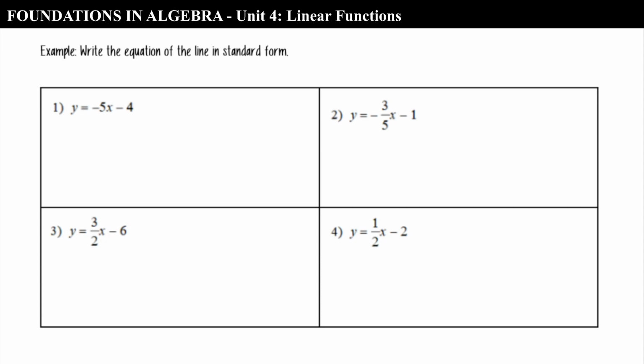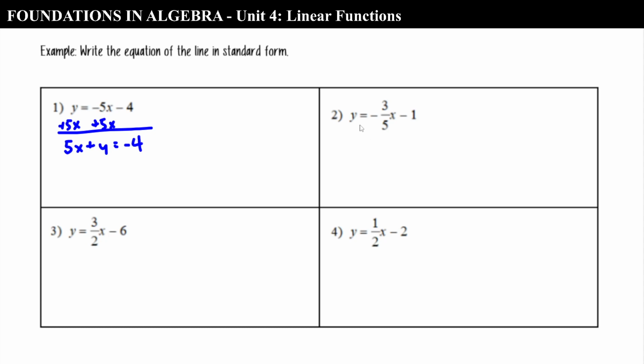So in example 1, we first want to move this 5x over to the other side. We do that by adding 5x to both sides. And that's going to give us 5x plus y equals negative 4. And here we're already in the form ax plus by equals c.